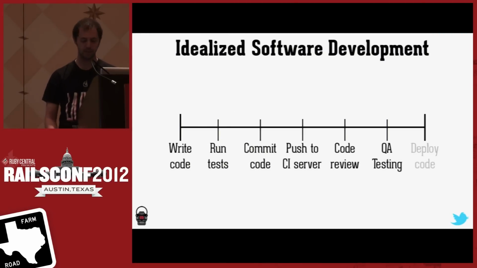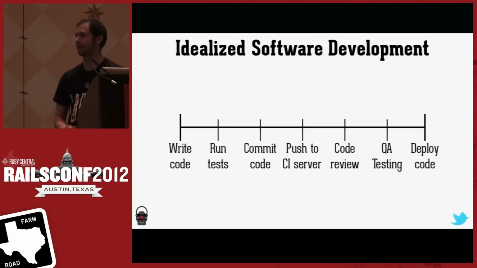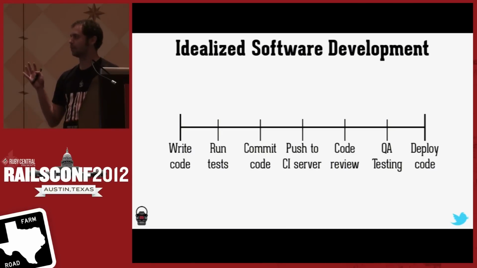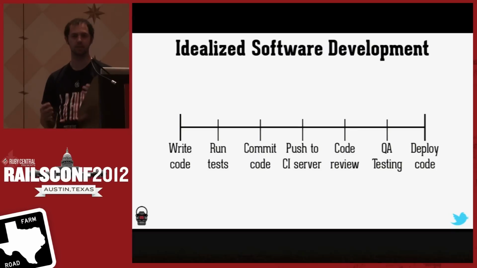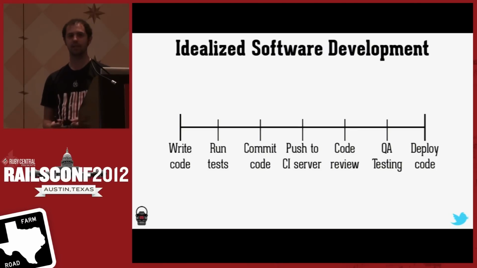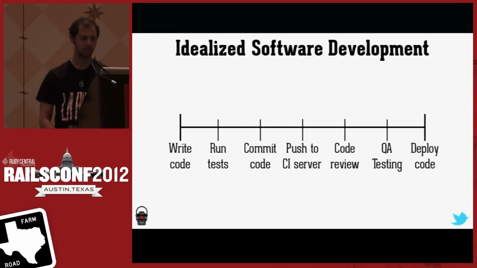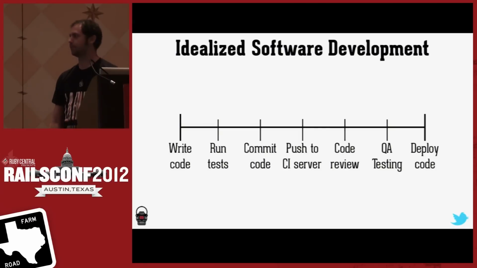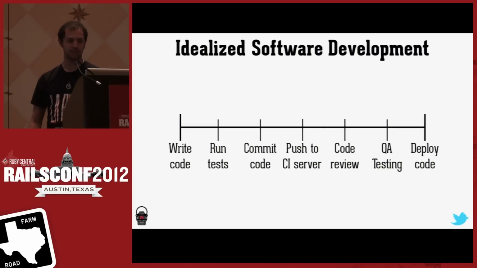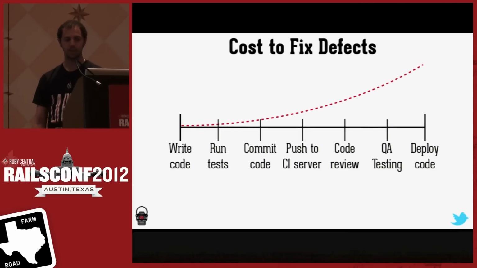So if you went to Richard's talk earlier, it's going to look really similar. So ideally, maybe this is kind of what it looks like. You write your code, you run some tests, you commit your code, it pushes up to a continuous integration server, then maybe someone reviews the code, there's some QA, and then it gets deployed. If that's not what it looks like, that's what we're going to go with for today.